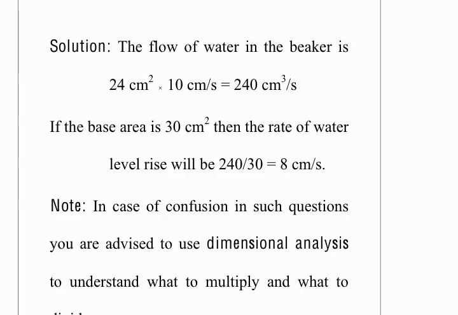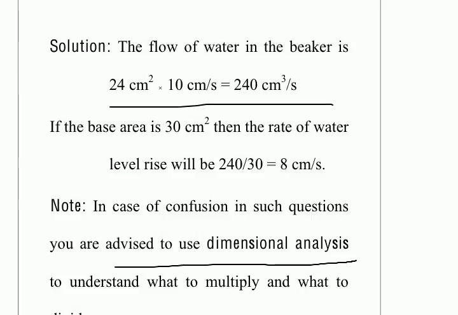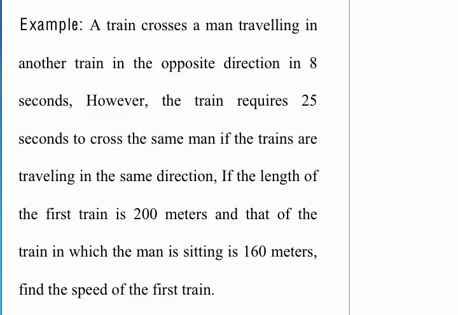And this is the official formal solution, and it says you are advised to use dimensional analysis like centimeter square, centimeter cube to understand what to multiply and what to divide so that there are no silly errors. The next example is a good one if you want to understand everything about relative speeds, the kind tested on the exam. So let's take a quick look at this.